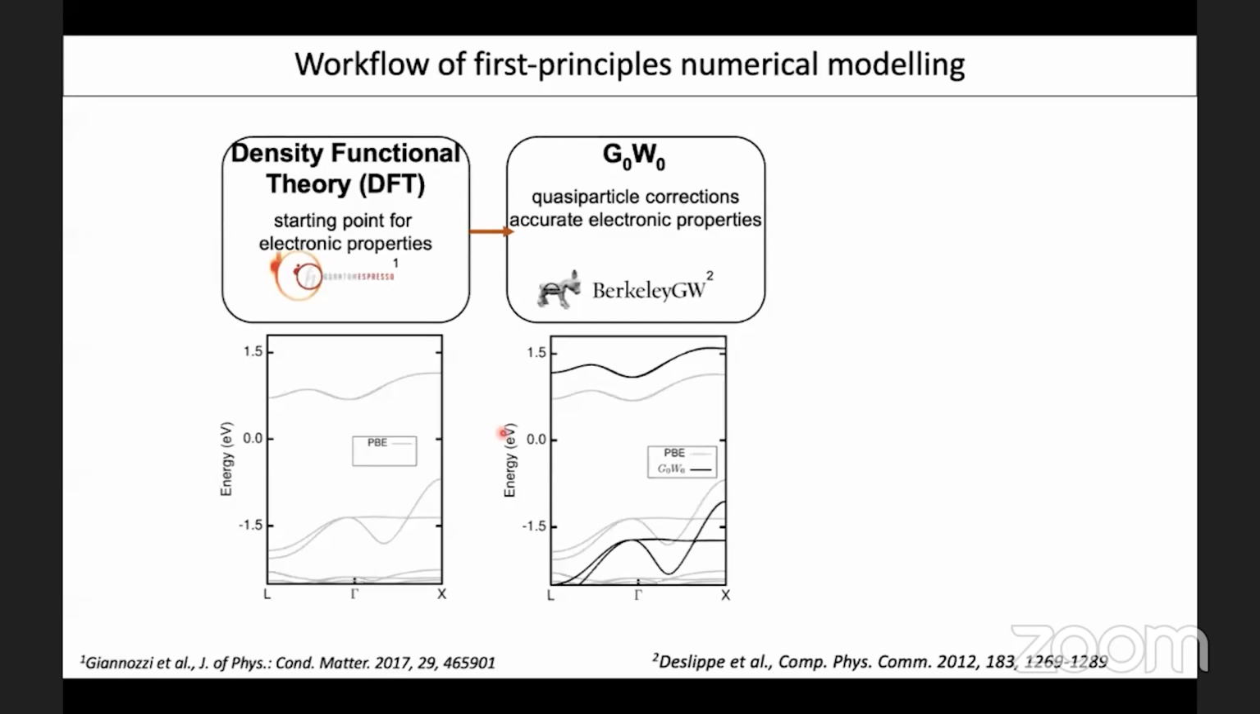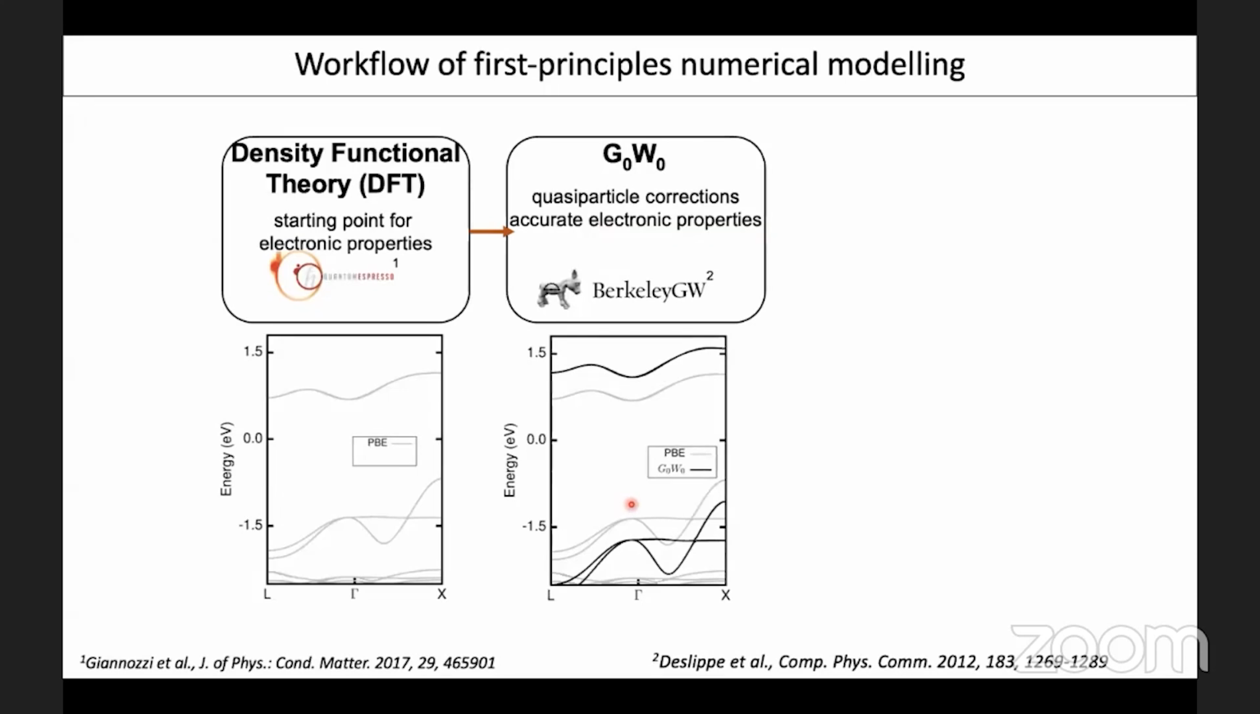And so what we do in the next step is to correct this DFT band structure using a Green's function-based method, which is called GW, or in our case, we use a flavor of this method, which is called G0W0. And this gives us very accurate electronic properties. So we have quite accurate band gaps here and also more accurate effective carrier masses than we would get from DFT.